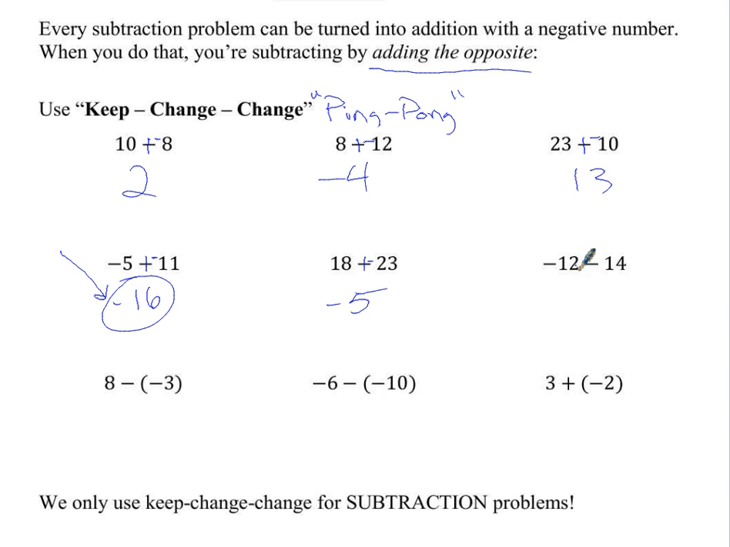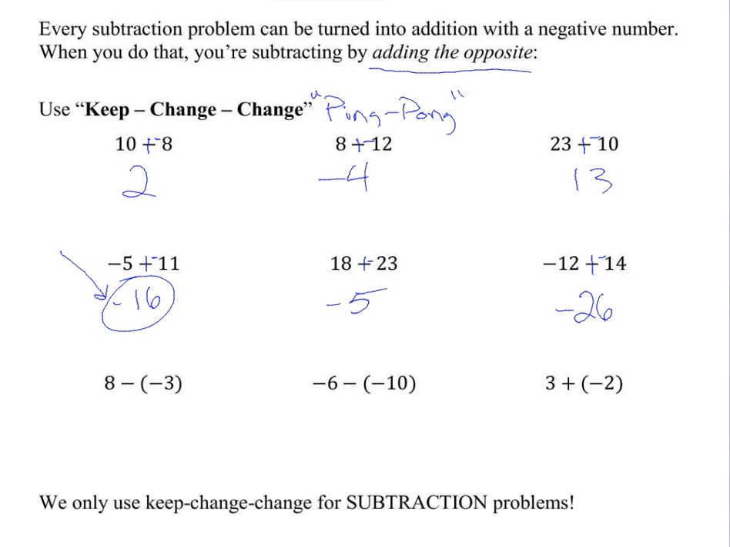Negative 12 minus 14. Keep, change. Now we can see that these both have the same sign, the negative 12 plus the negative 14. Same sign means just add the two numbers. So that would be 26. Keep the sign that you had. So negative 26 is the answer.